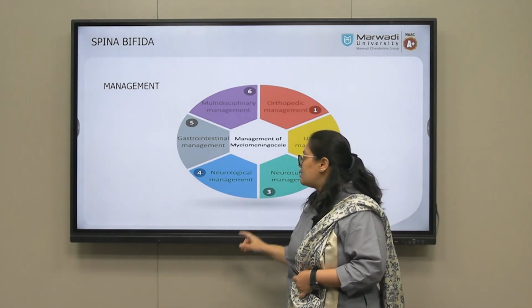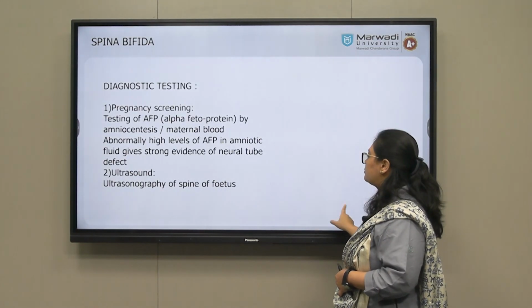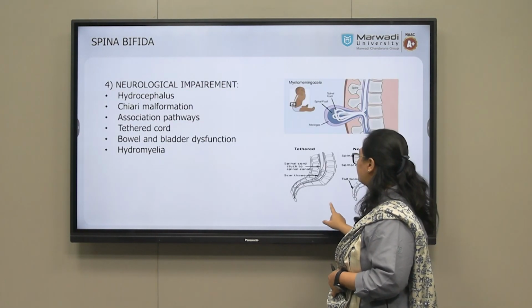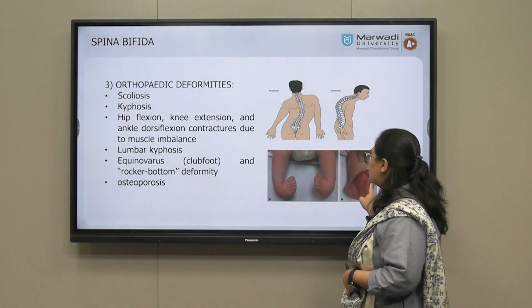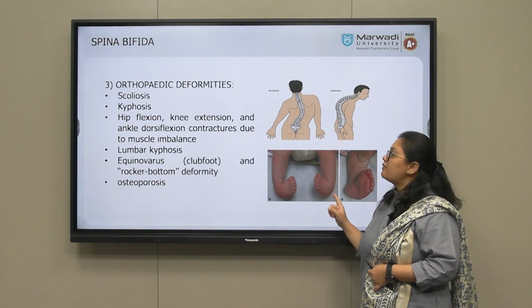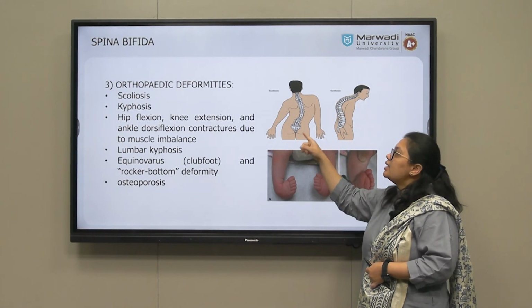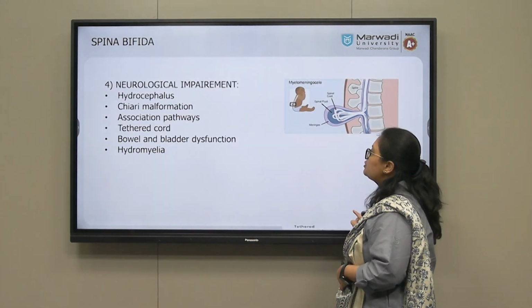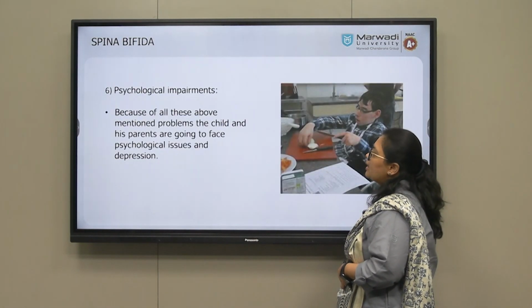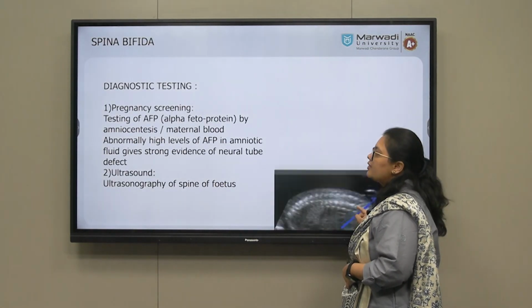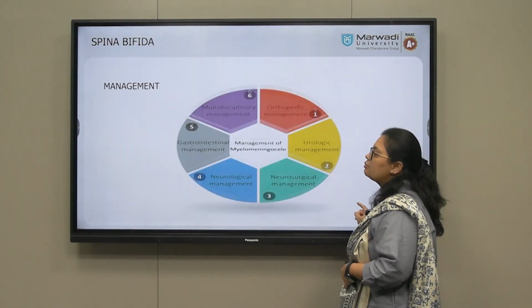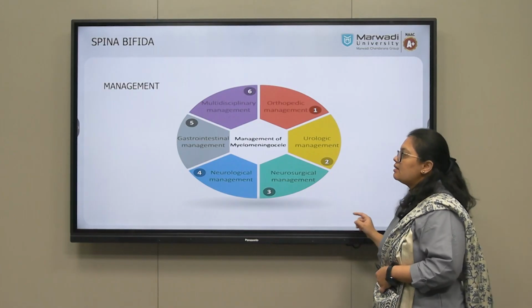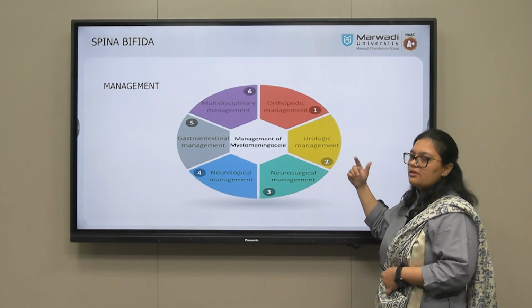Now, what is the first thing that we will do in orthopedic management? We have seen that the child may have club foot, and we have seen that the child may develop deformities of the spine. So in orthopedic management, we try to correct these deformities. First of all, we will try to prevent this, and second, we will try to correct the deformities.